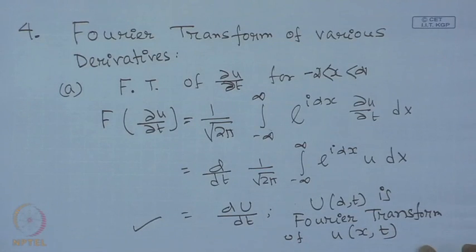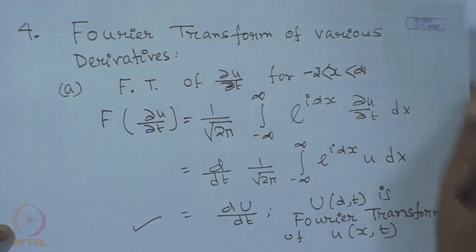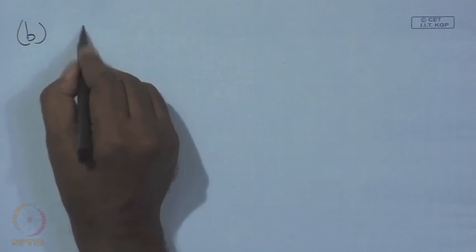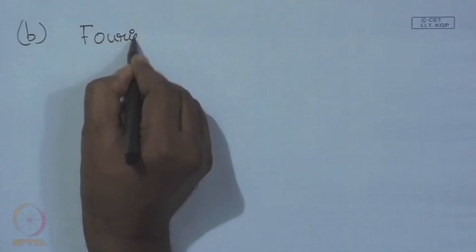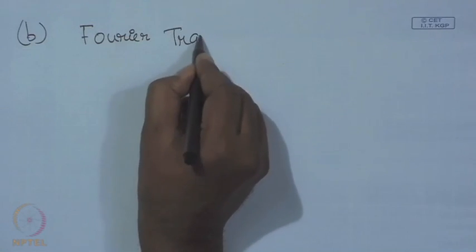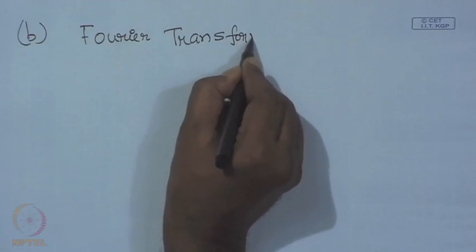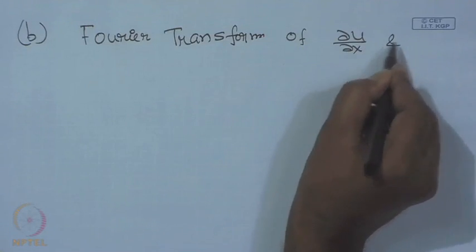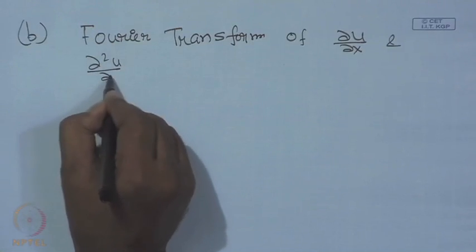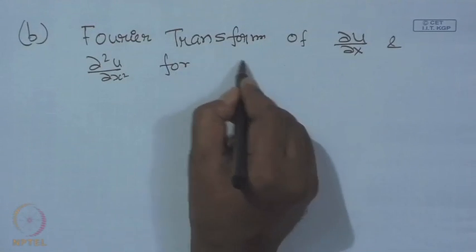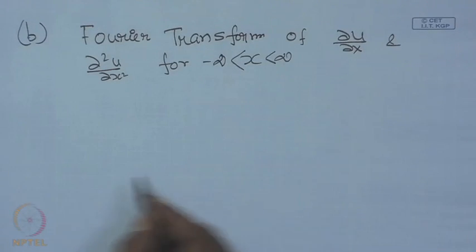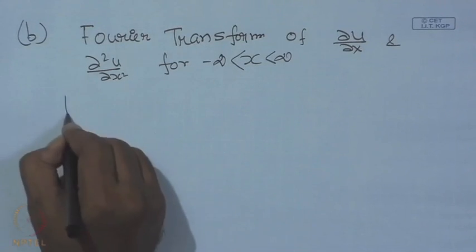Now, let us look into the Fourier transform of del u del x and del square u del x square. They are very important. So, the second property is the Fourier transform of del u del x and del square u del x square for the domain x lying between minus infinity to plus infinity. So, let us find it out.